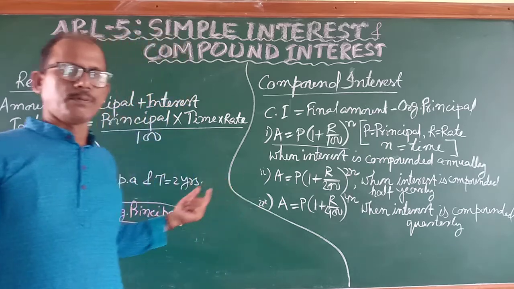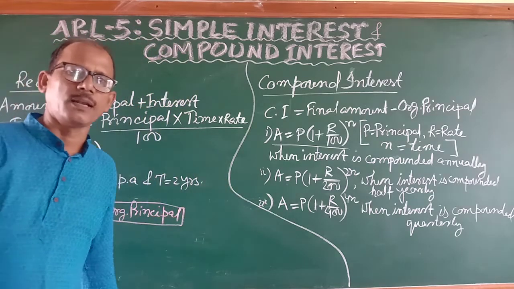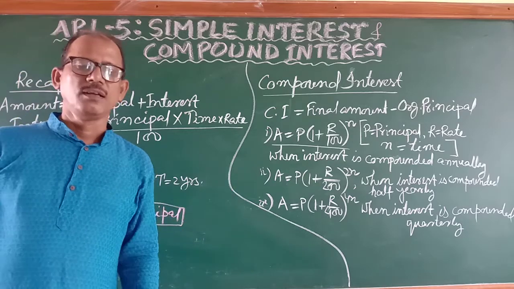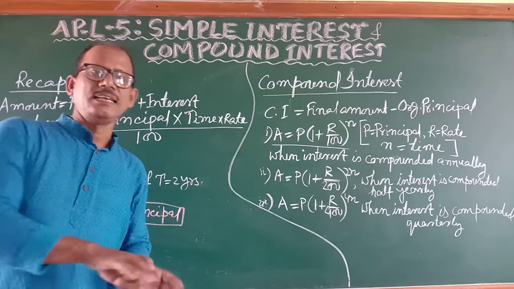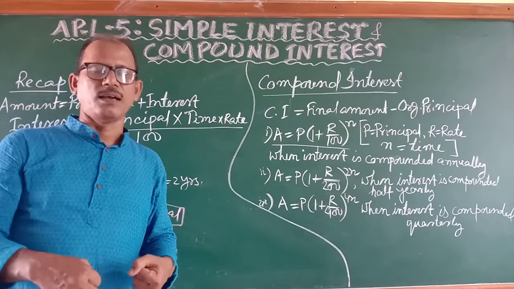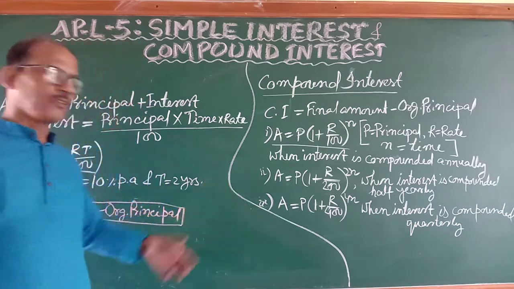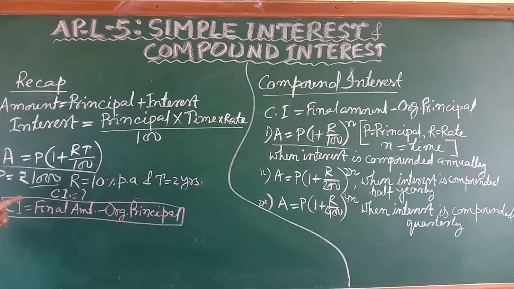Then that will be added to the principal, and the next year again time will be 1. Then that year you will find some interest. Then that interest will be added to the second year principal, and that will become the final third year principal. That it will go on. So I will take one example that will be better.